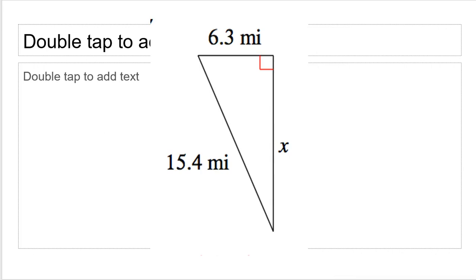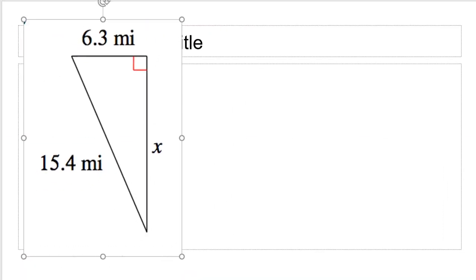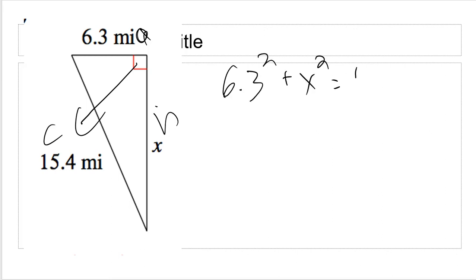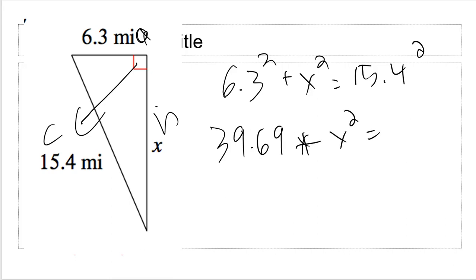Alright, a couple more like this before we talk about something else. So remember, the one opposite of here is always C. That means this is A. That's an A, not a 6, and B. So 6.3 squared plus x squared equals 15.4 squared. So let's take out our calculator. It comes out to be 39.69 plus x squared equals 15.4 squared.